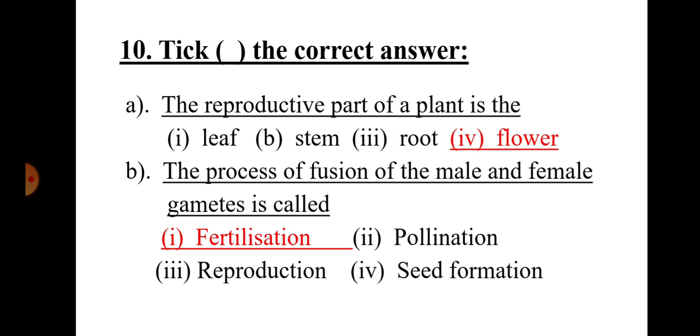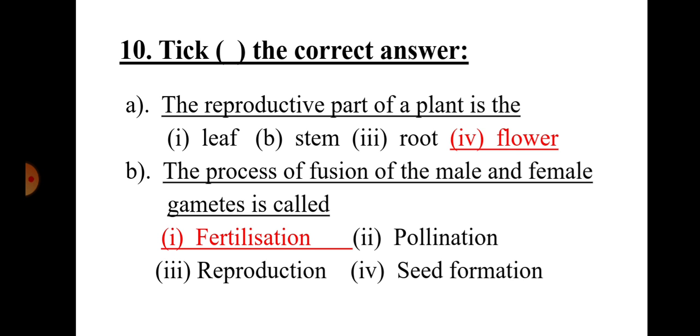Then the second question: the process of fusion of the male and female gametes is called. The first one, fertilization. The second one, pollination. The third one, reproduction. The fourth one, seed formation. The first one is the correct answer: the process of fusion of the male and female gametes is called fertilization.